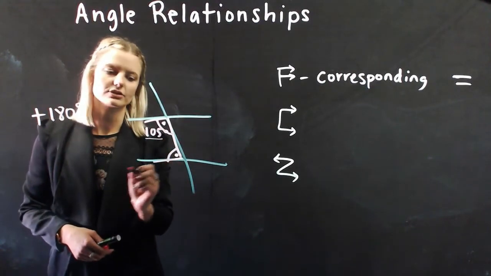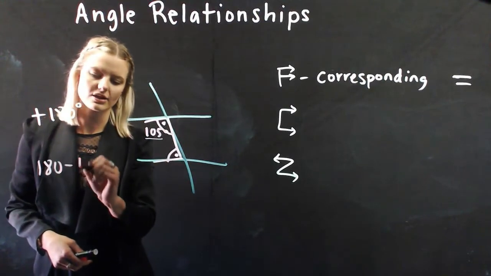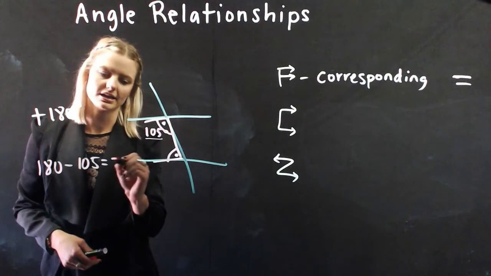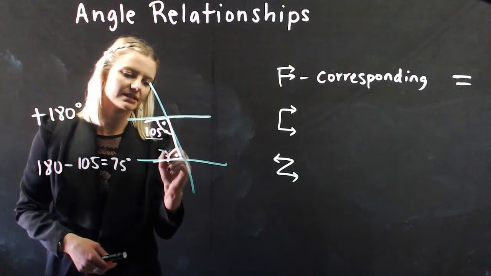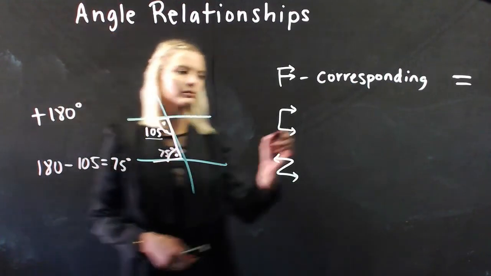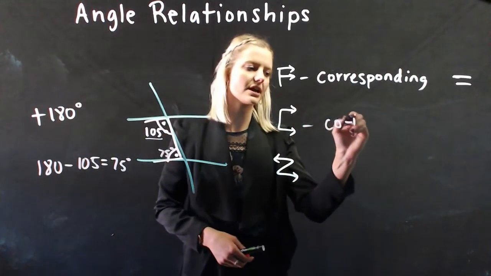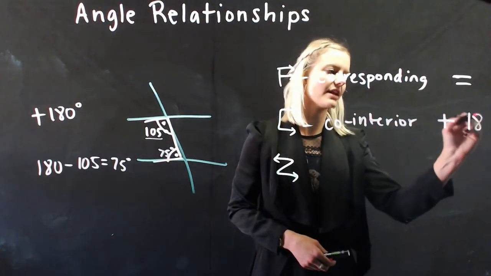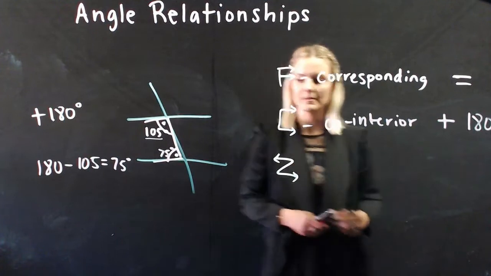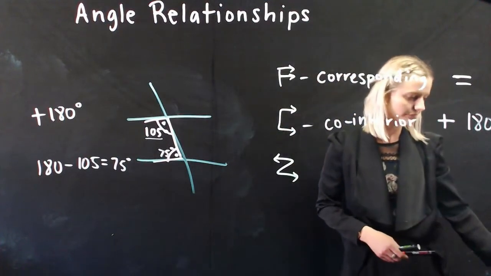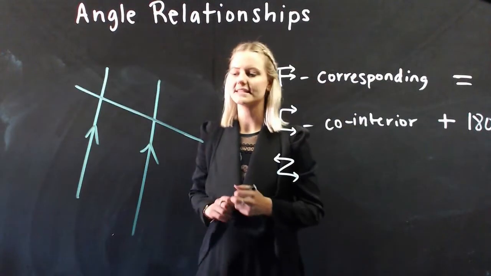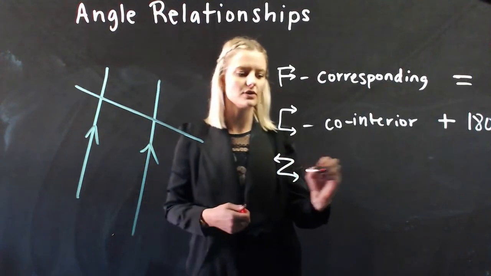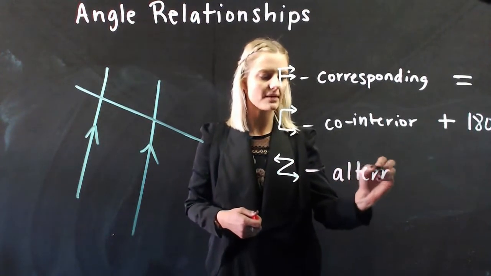This angle here is 105. To work out the other, we subtract it from 180. This angle must be 75 degrees. The C rule is referred to as co-interior, and they are going to add up to 180, or they will be supplementary angles.